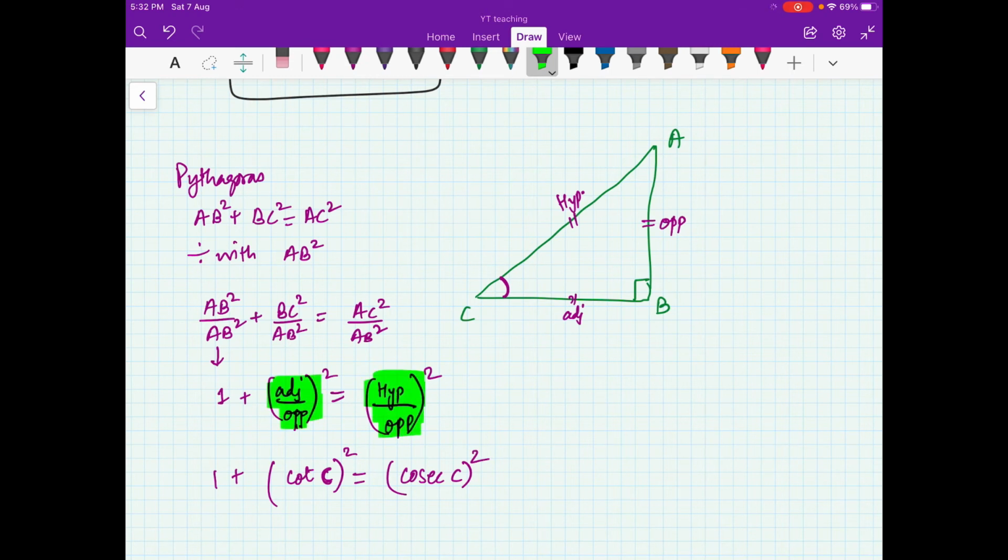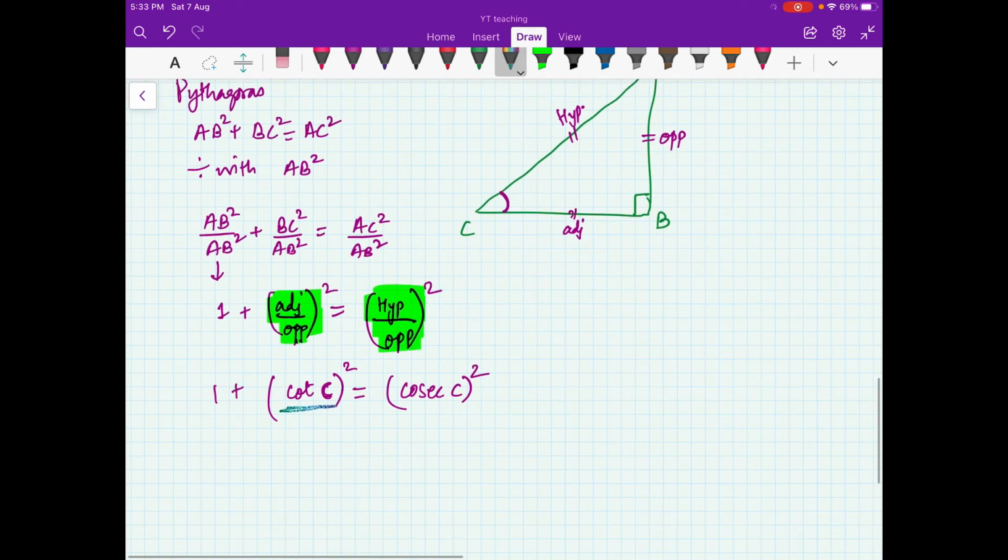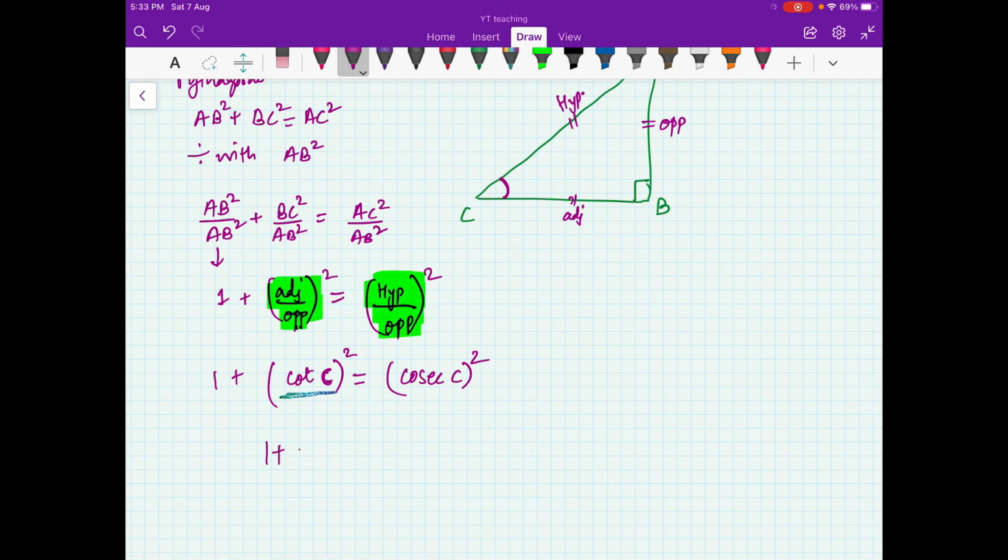Okay, so you remember that opposite upon adjacent is tan, and the reciprocal of tan is cot. So that is why it is cot here, right? So what we get is 1 plus cot squared C is equal to cosecant squared C. So this is true for all the angles, right?